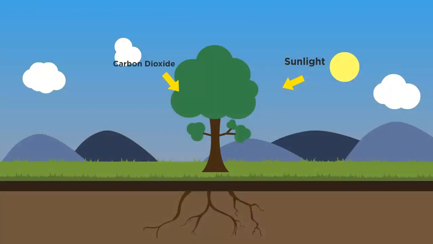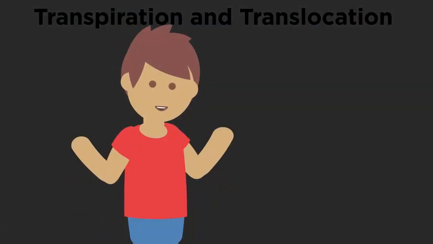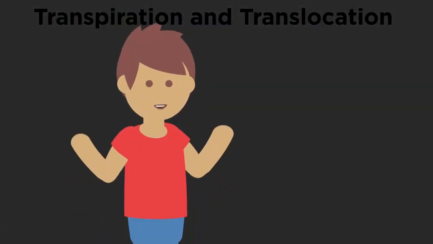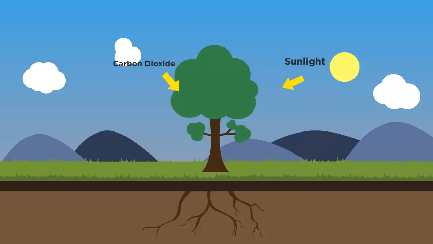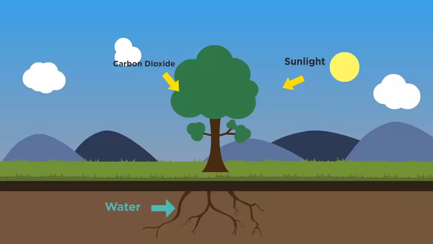But where do the carbon dioxide and water come from? Plants absorb water through their roots, and it moves through the plants and into the leaves by transpiration. Watch our video on xylem and transpiration to learn more about this process. Carbon dioxide enters into the leaves from the air through the stoma on the underside of the leaf. What then happens? Glucose and oxygen are made.